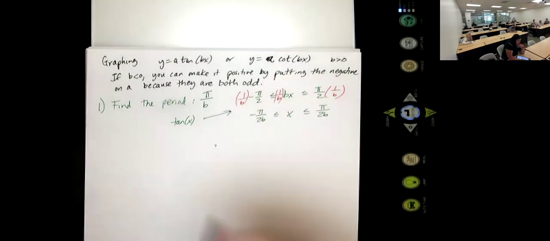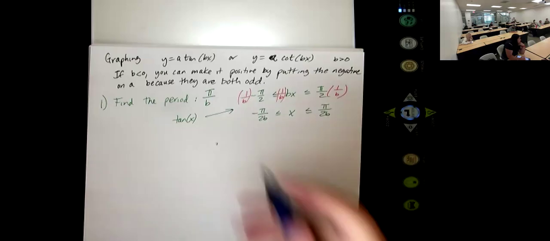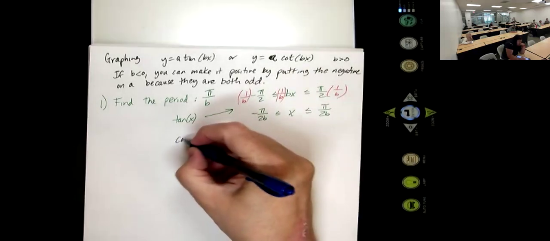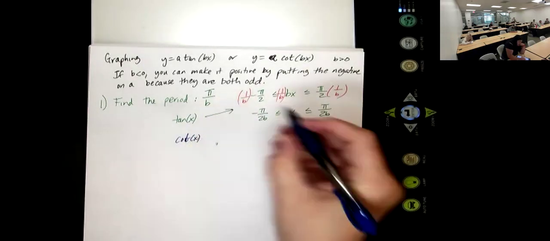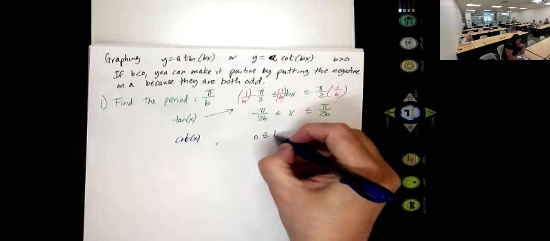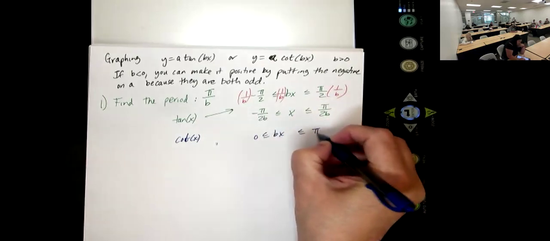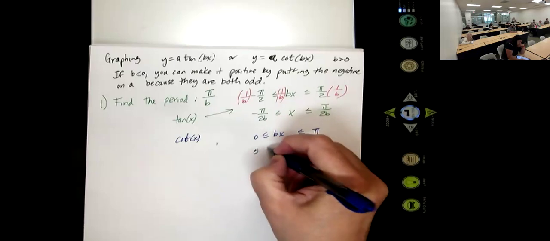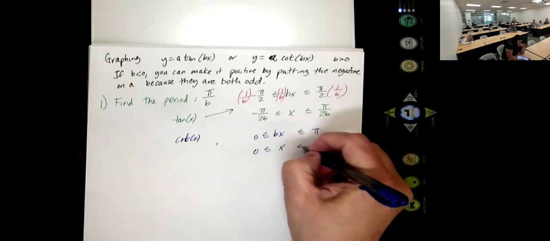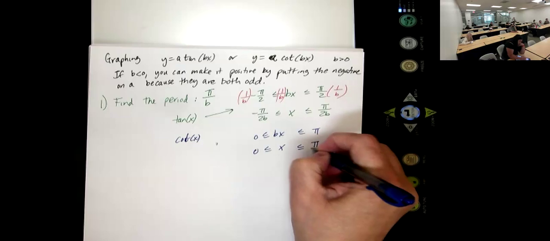Cotangent does something similar, but we went from 0 to pi. So when we divide by b, we get 0 is less than or equal to x, which is less than or equal to pi over b.